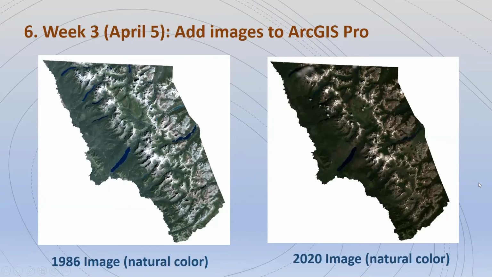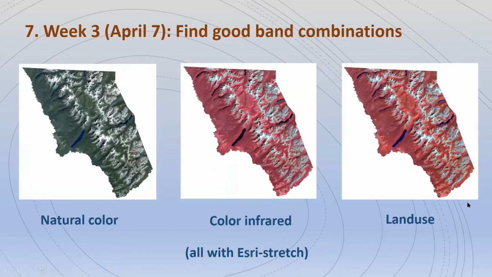Then they put the images into ArcGIS Pro, and they clipped the satellite imagery to the park here. On the left side, that's 1986 imagery. On the right side, this is 2020 imagery here.